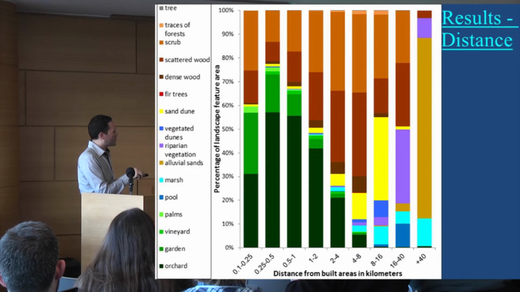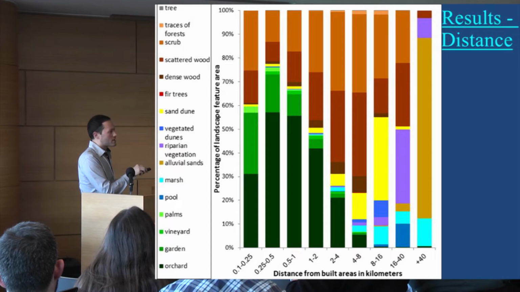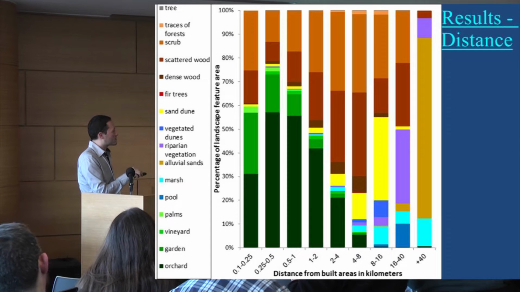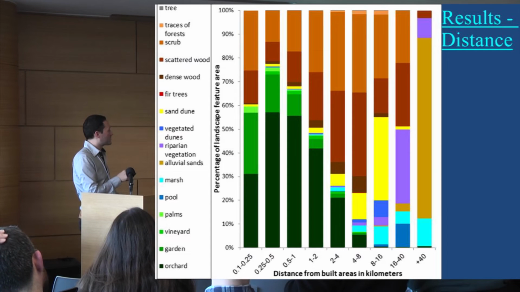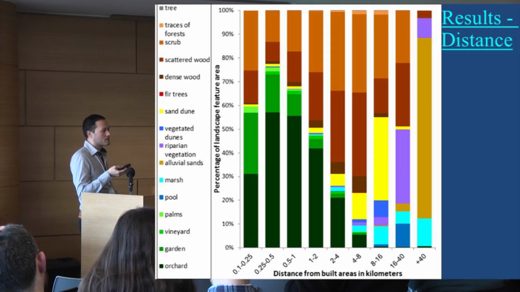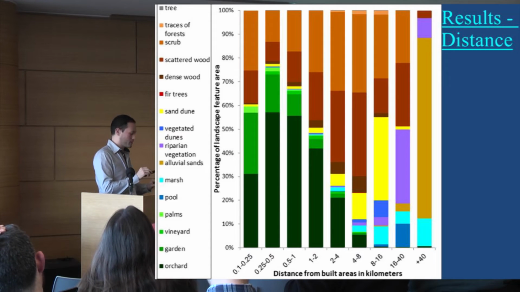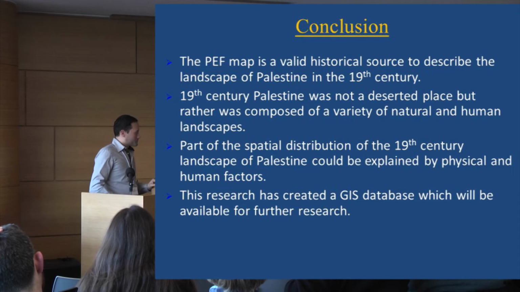Next to built areas we will have mostly those landscape features. And above 2 kilometers we have brown shades, which are more dense wood, scattered wood, and the furthest from built areas we can find sand dunes, wetlands, all kinds of features that people wouldn't choose to live next to.